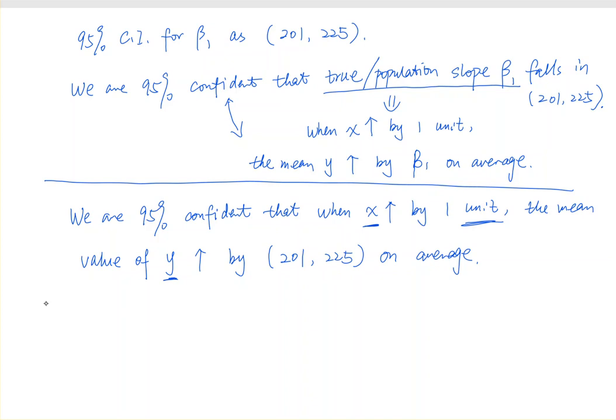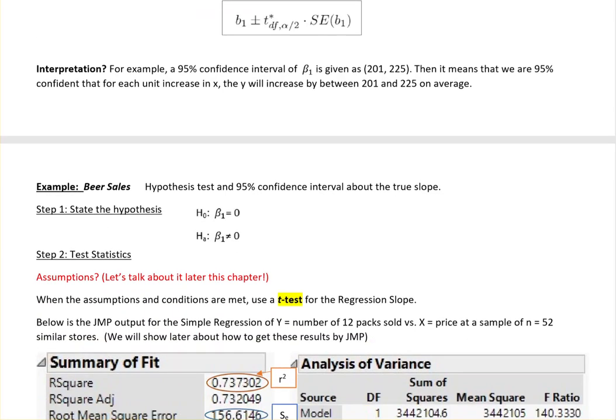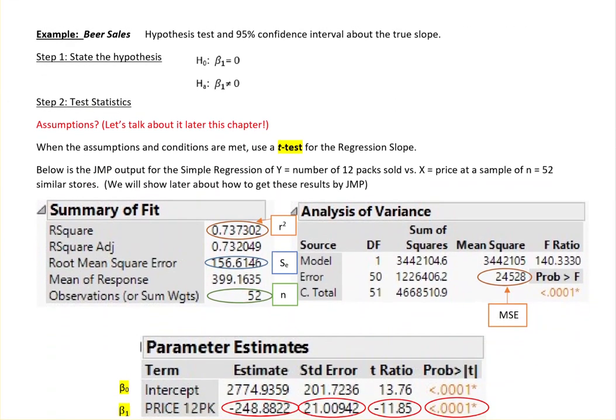Alright, so until now we kind of get the hypothesis test about the regression, and then we have the confidence interval about the regression, right? About the beta 1. So let's go through this example, and then we will be done with this video. Alright, so this example is still with our old example for the beer sales.